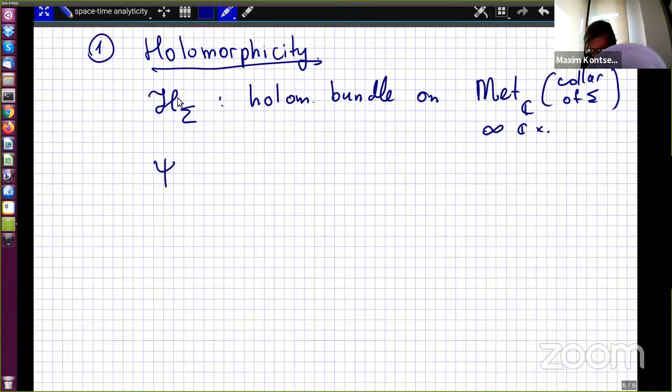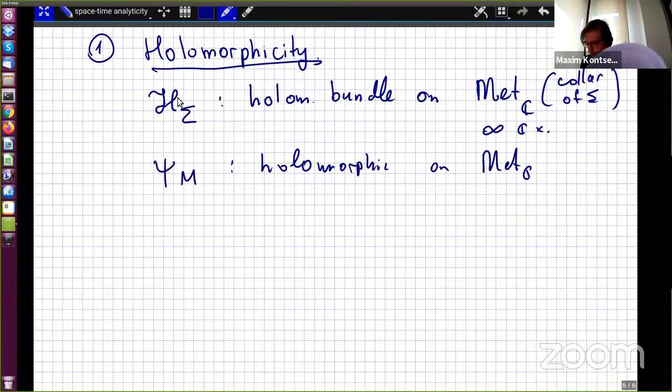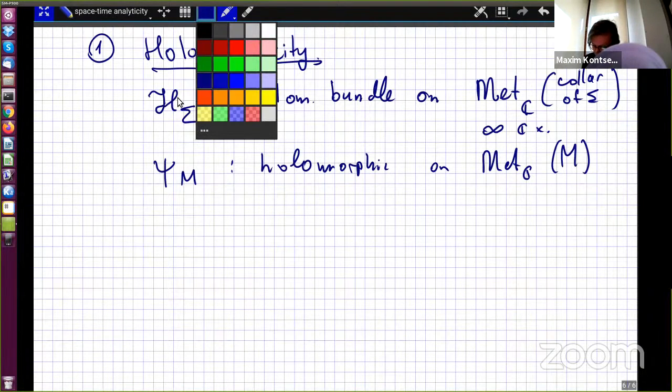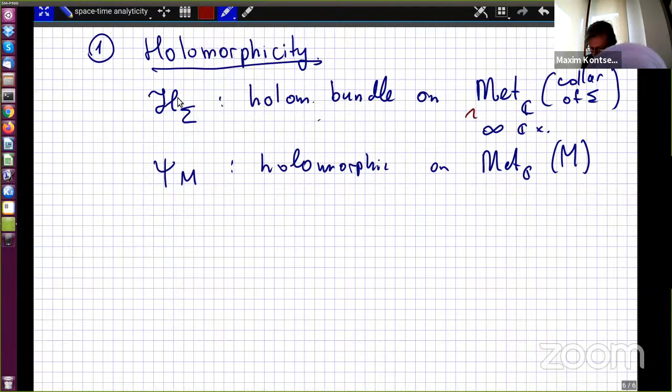And similarly, psi M should be holomorphically dependent on the space of complex metrics on M, my d-dimensional manifold. Yeah, so that's all. I just want to stress that this holomorphicity is for finite dimensional families. It's a well-known cheap way to do infinite dimensional manifolds.